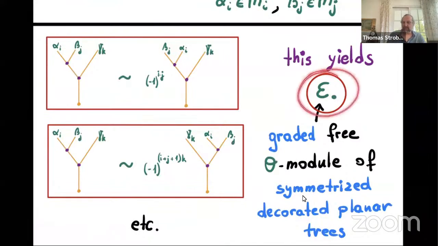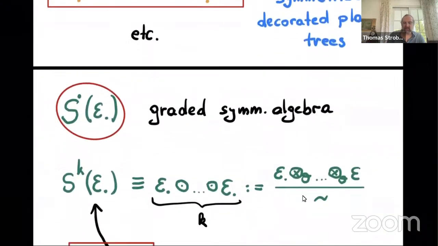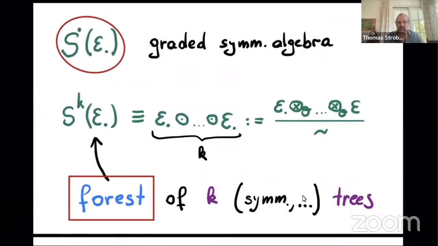Okay, so let's call this epsilon dot, the corresponding quotient by such an equivalence relation. These are symmetrized decorated planar trees. Then I can just take the graded symmetric algebra of that, S dot, which is again graded symmetric. This means just the usual graded symmetry properties induced by epsilon. Each of these is a tree, so we get a forest now: one tree, another tree, so we have k trees, a forest of k trees of this type. Okay, so that is the space we are working in.